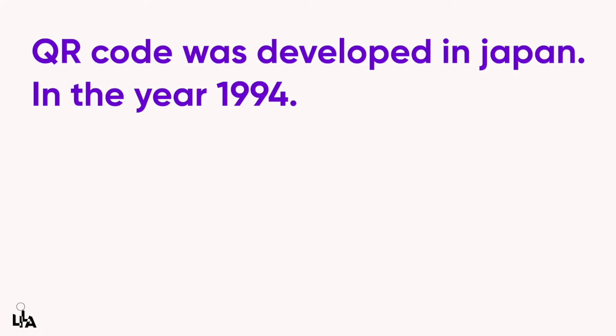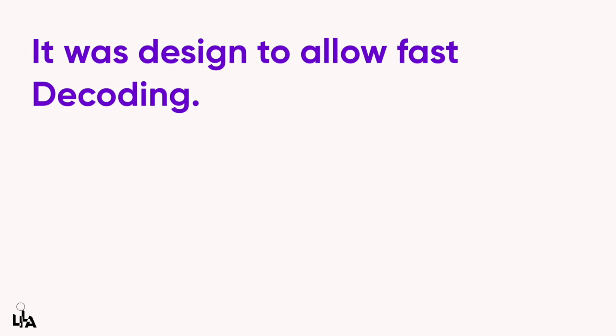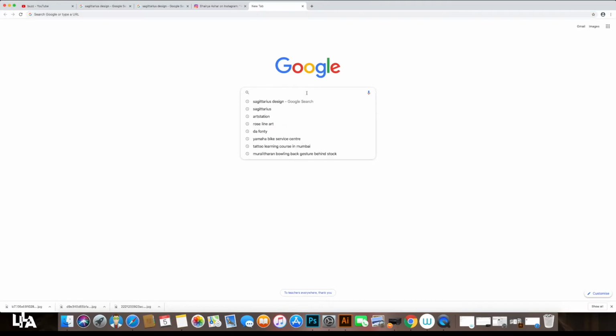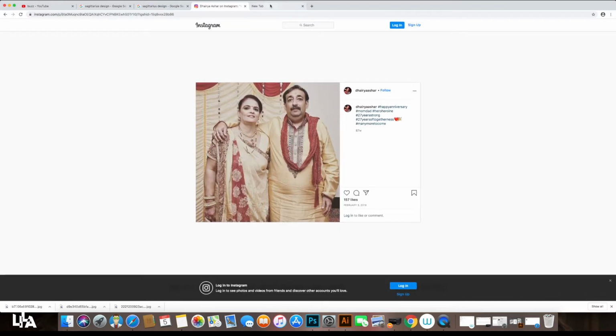QR code was developed in Japan in the year 1994. It was created to keep a track of automotive parts. It was designed to allow fast decoding. For his tattoo, he would like to get the QR code for his favorite picture of his parents that he has shared on Instagram. He is very sure that this picture would remain forever on Instagram.